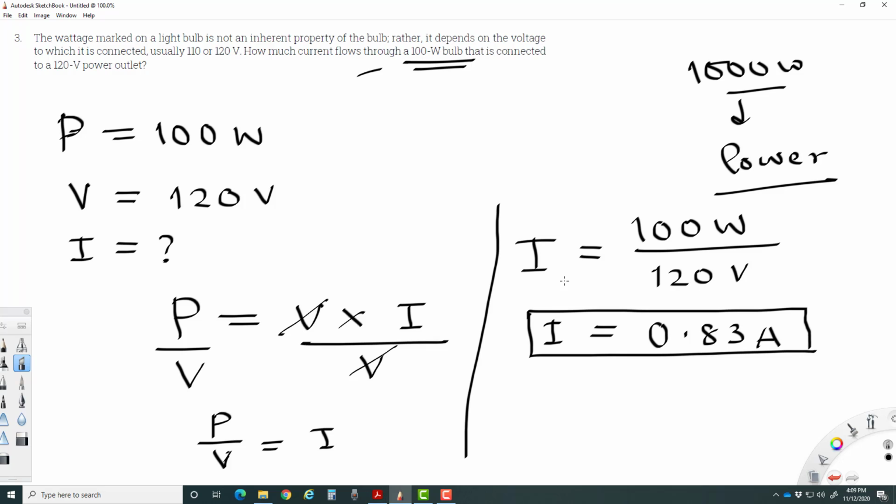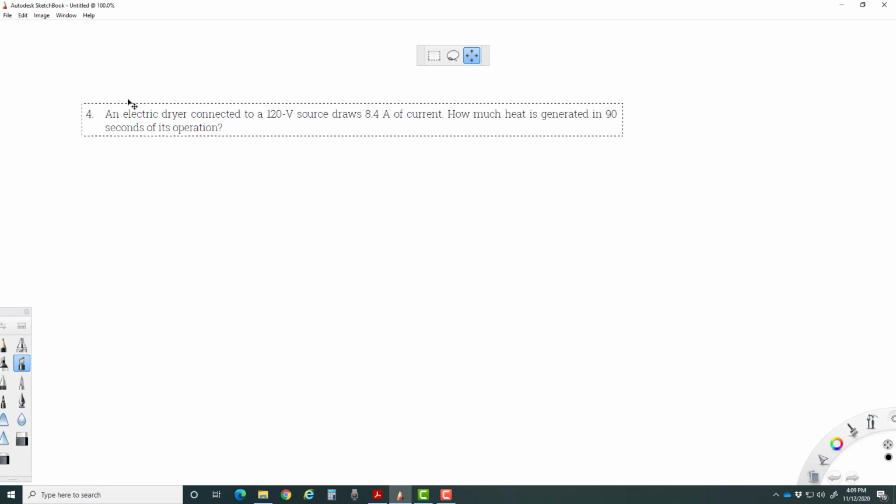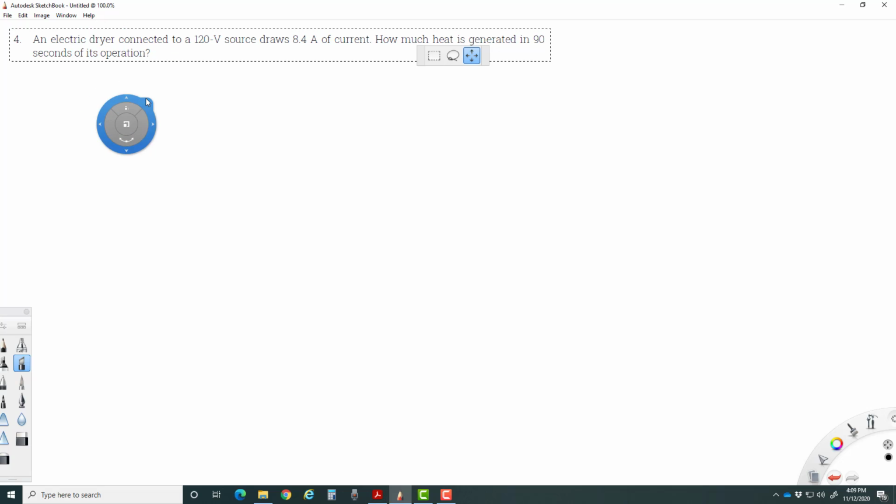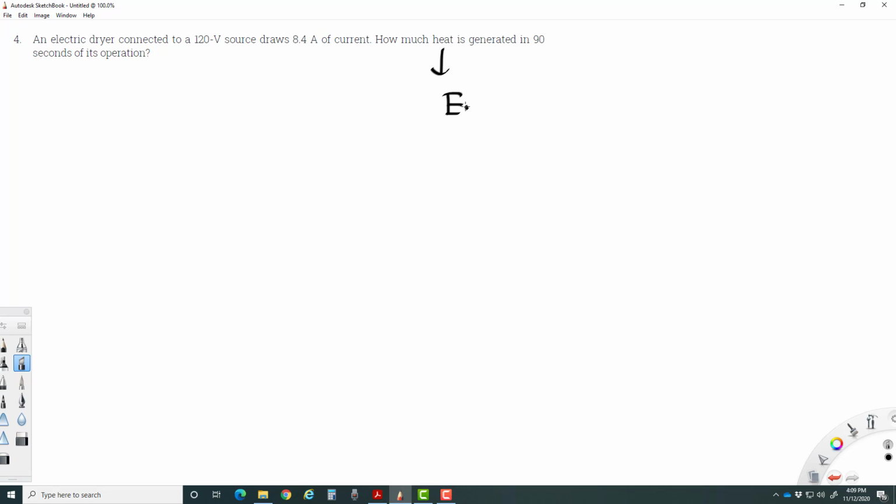Now let's look at number 4. An electric dryer connected to a 120 volt source draws 8.4 amperes of current. How much heat is generated in 90 seconds of its operation? So this heat means the energy.